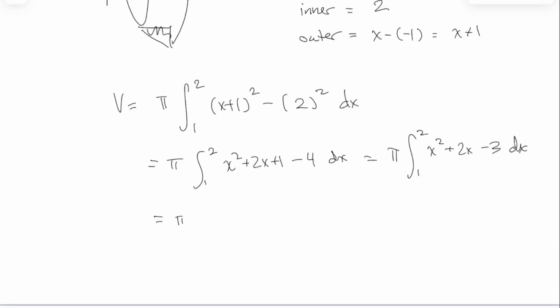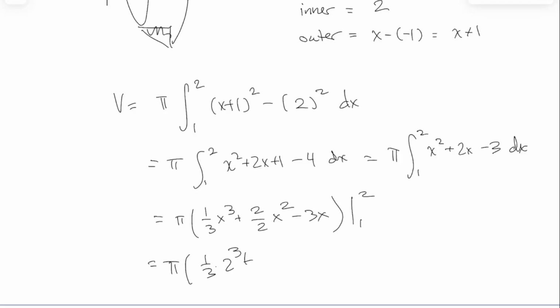And then we just do the integral. So it's 1/3 x cubed plus 2 over 2 x squared minus 3x, plugging in 1 and 2. So it's pi times 1/3 times 2 cubed plus 2 over 2, which is 1, so that's 2 squared, minus 3 times 2. Subtract pi times 1/3 times 1 cubed plus 1 squared minus 3 times 1. And that's my final answer. All right, a little tricky to set these up. That's what it takes. Any thoughts about any of those?